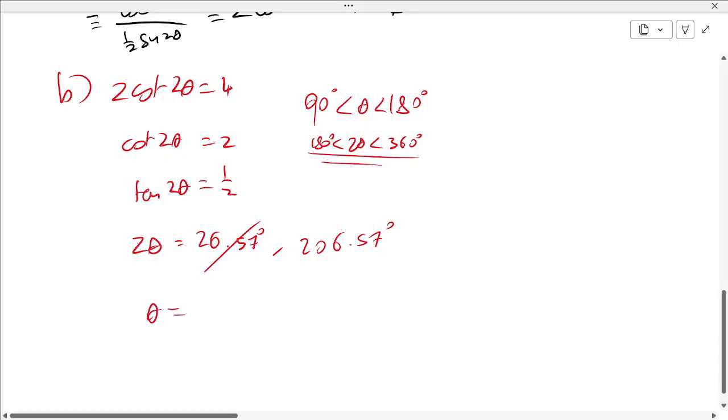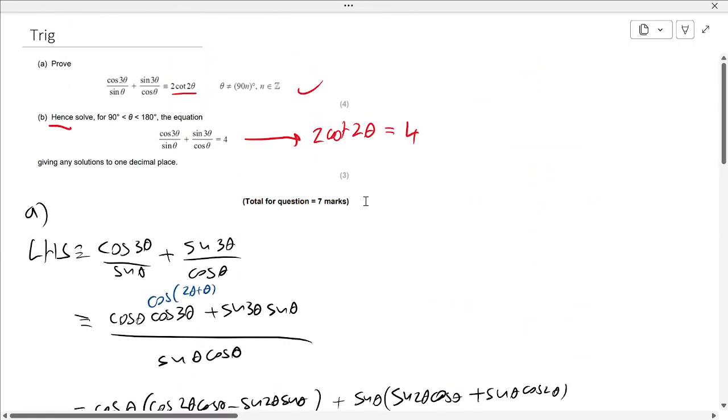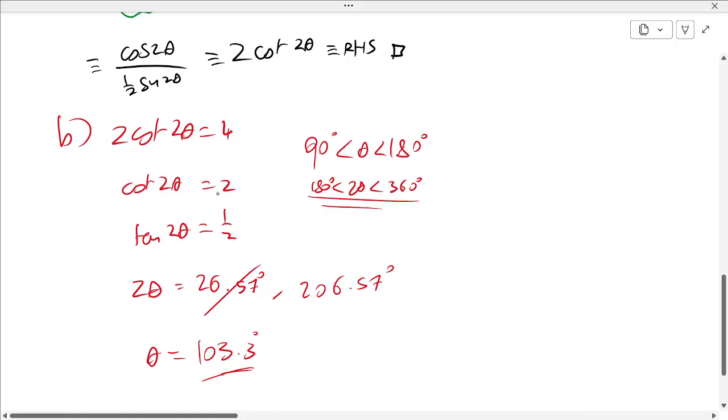Theta is 103.3 degrees, and that's it. I'm done. Right? I would just always check. It's sometimes a sneaky mark if you've used an identity. Possibly your solution doesn't work in the original equation, right? If I had a theta that made sine theta or cos theta equal 0, then that wouldn't work.